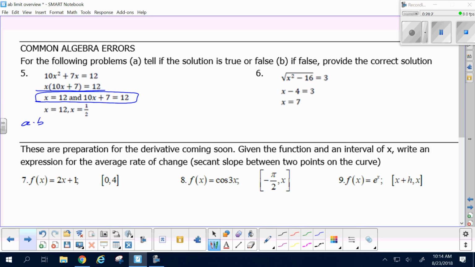Let's go with this idea. A times B equals 0. What do you know? One of them must be 0, or both, right? You know that. A times B equals 12. What do you know? Nothing. You know nothing.